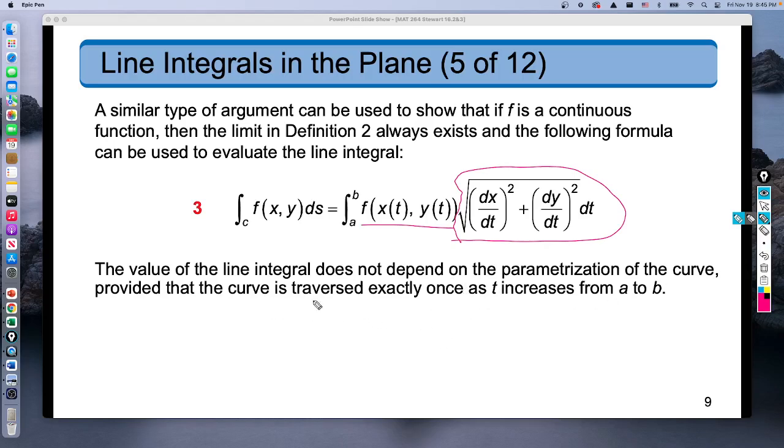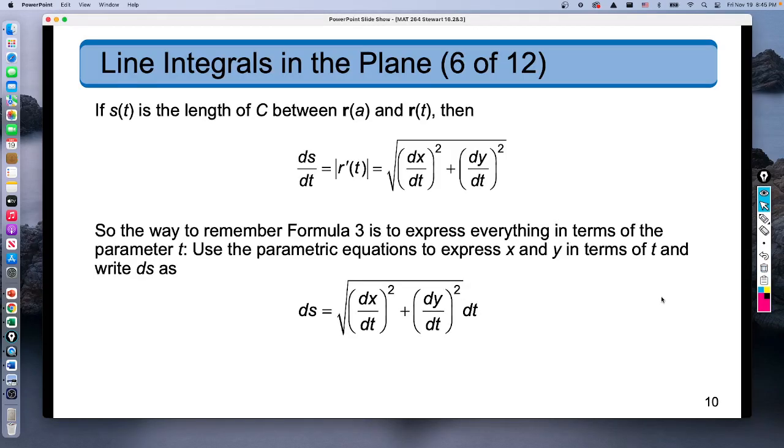And one of the things we want to make sure of is that the graph does not cross over itself, and that it only goes one time from a to b. Okay, so those are some of the parameters that we work with, and we just make sure everything's good.